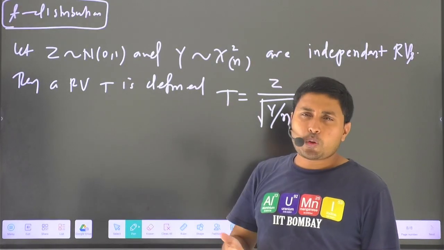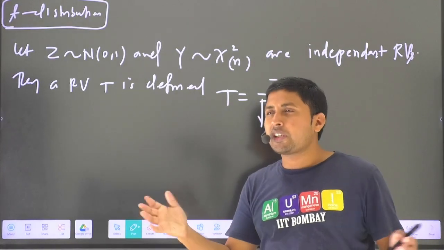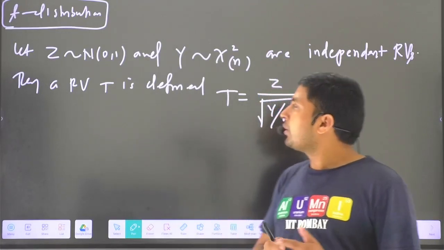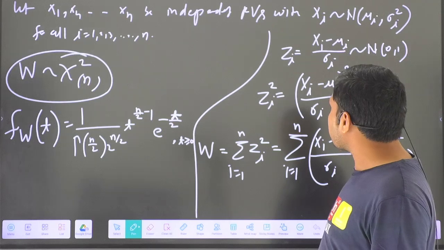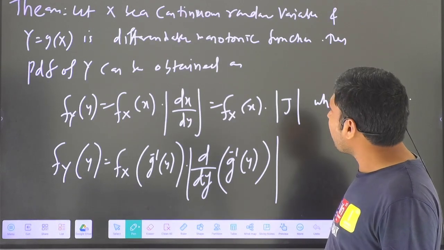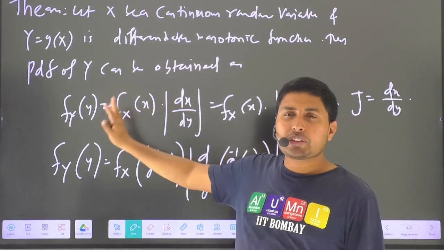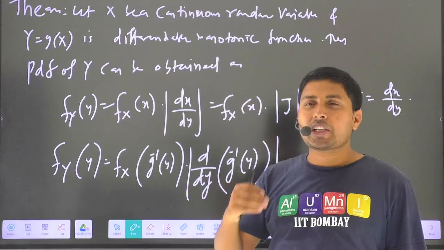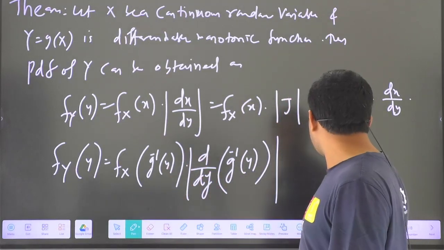So there is again the Jacobian method in transformation. In the class we could not finish; it was a 2 hour class, so a few things I didn't discuss. This is the Jacobian method for transformation of a single random variable. If we discuss the Jacobian method for the transformation of two random variables, it will be like this.